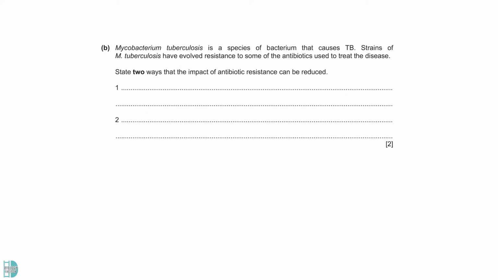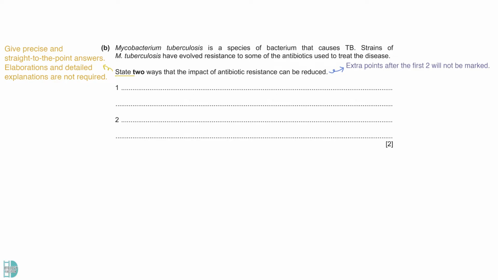B wants you to state 2 ways that the impact of antibiotic resistance can be reduced. The command word state means you should give precise and straight-to-the-point answers. Elaboration and detailed explanations are not required. When the question has mentioned the number of answers you should provide, you don't have to give any extra points as they will not be marked.